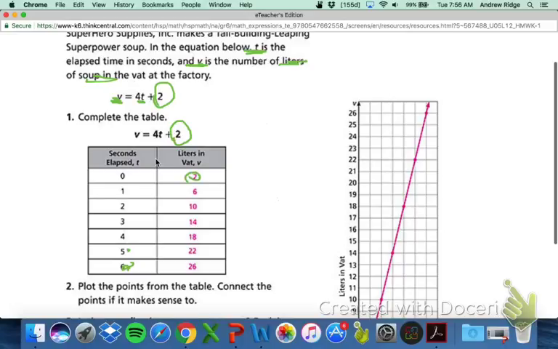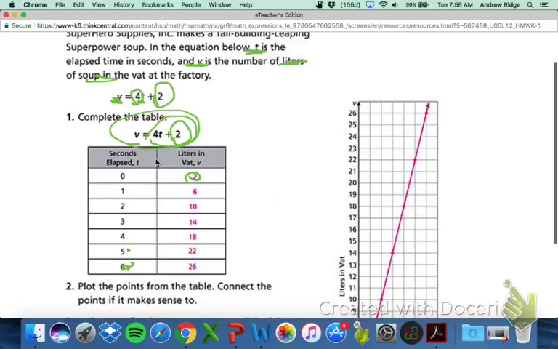After 1 second, it's poured out 4, right? You see that 4, which stands for the rate of liters per second, right? Because you can tell, it's 4 times the seconds. So that means that for every 1 second, 4 liters are coming out. That's the ratio part of this equation, of this expression, right?